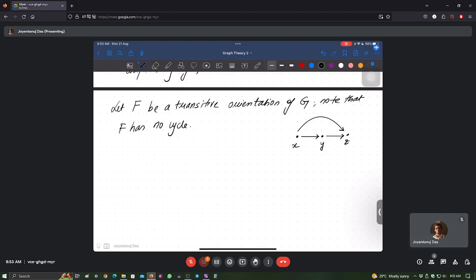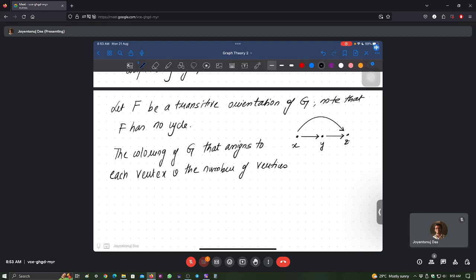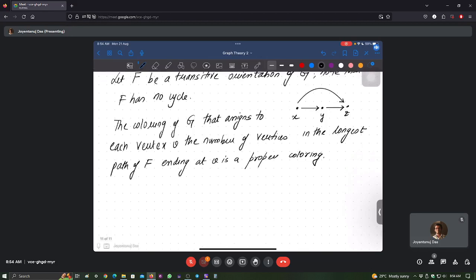So the coloring of G that assigns to each vertex V the number of vertices in the longest path of F ending at V is a proper coloring, right? So what is happening is, suppose I take the longest path.